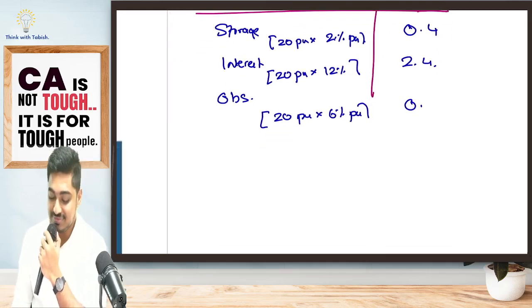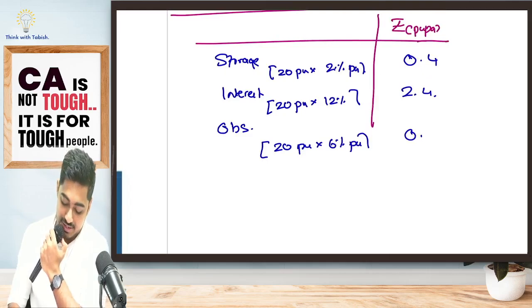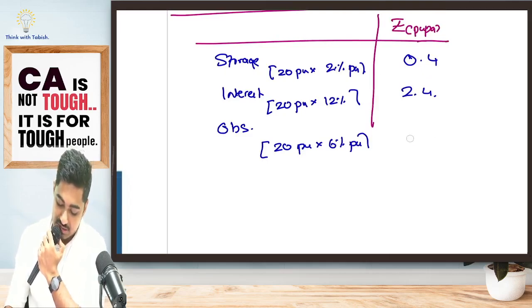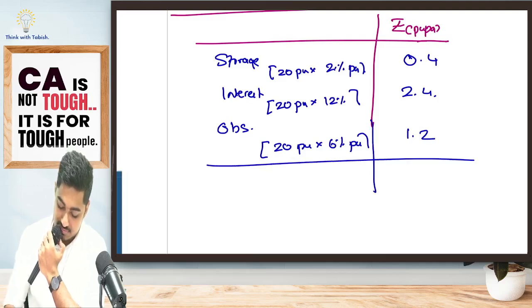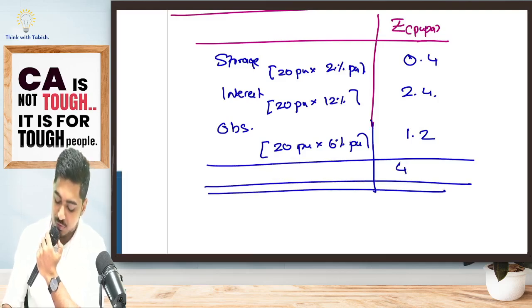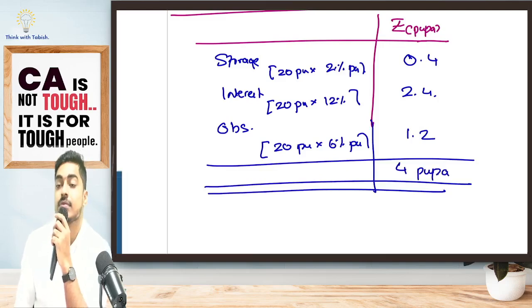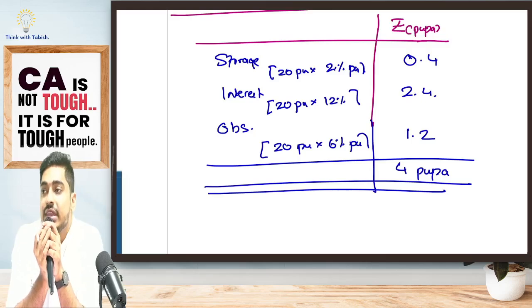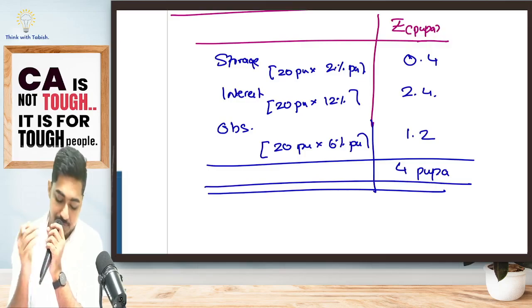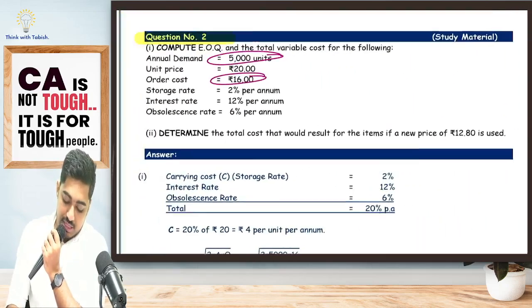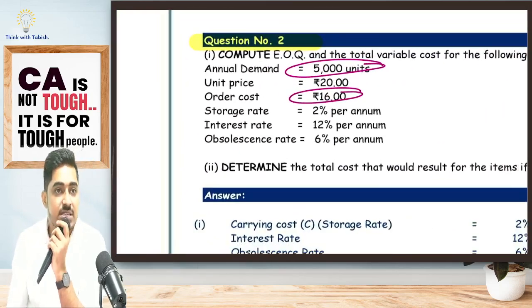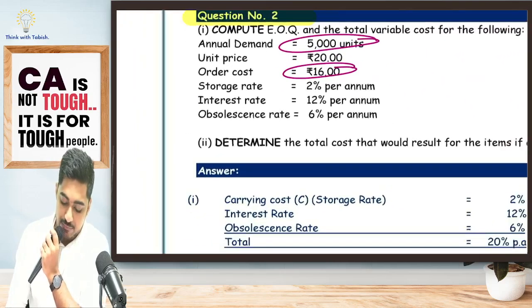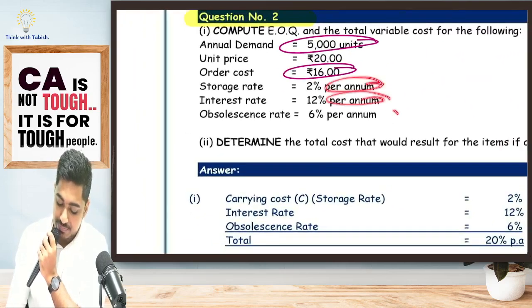Yes, everyone. Tell me how much is this? 1.2. Is it 4 rupees in total? Yes or no, everyone? Perfect. Now, there is one more way I can calculate it. This is all a percentage of purchase price. Every percentage is per annum.